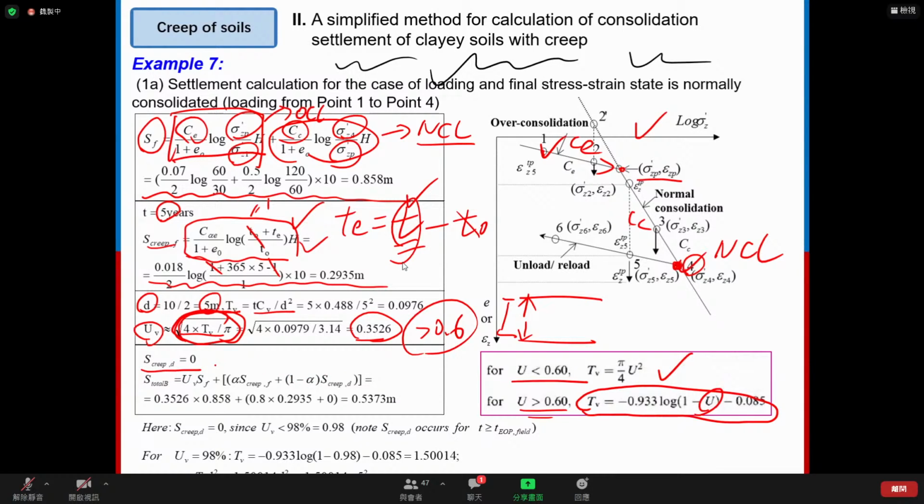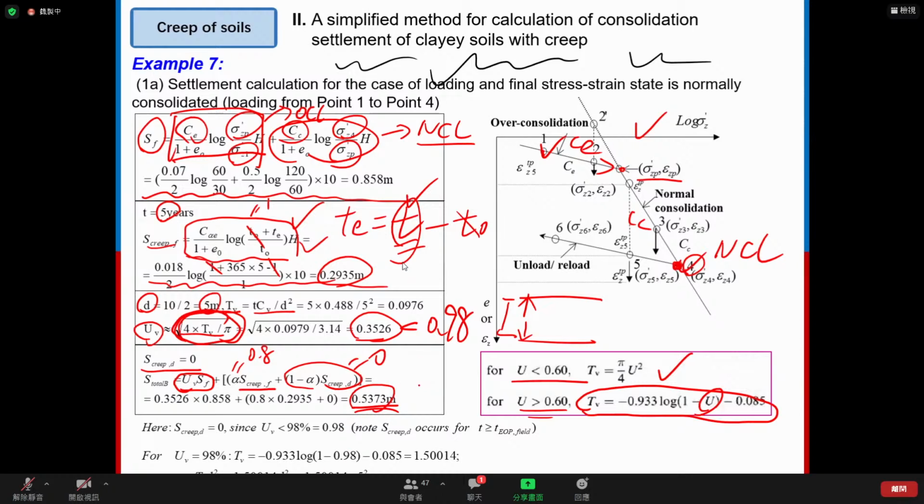And S script D is equal to 0 because the UV is much smaller than 0.98, right? So this item equals 0, okay? Ignore it. And S script final, we calculate here, multiply by alpha equal to 0.8, okay? Plus the settlement during the primary consolidation, we get the final result.